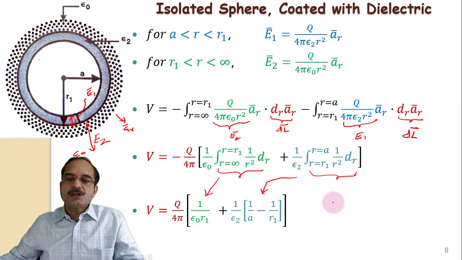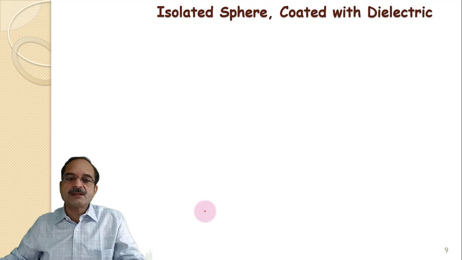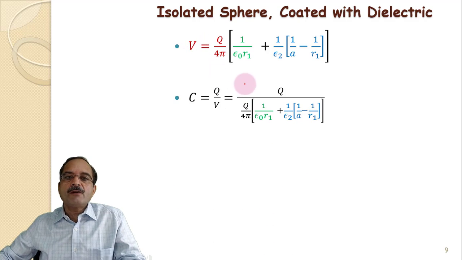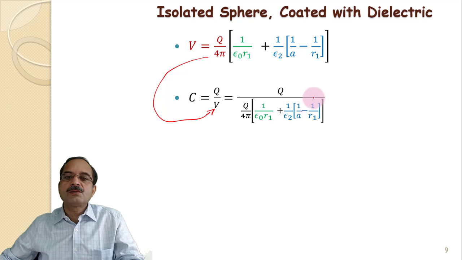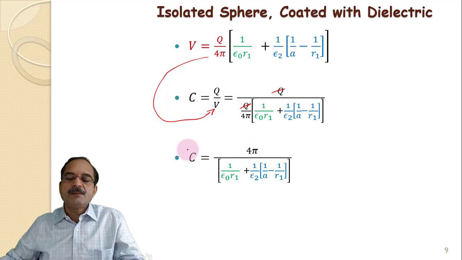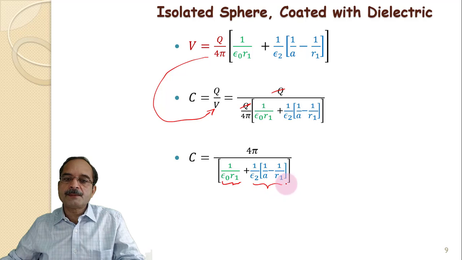Now we know C is equal to Q upon V. So rearranging this equation, C equal to Q upon V. So substituting this value in the denominator, this is Q upon 4 pi, 1 upon epsilon 0 R1, 1 upon epsilon 2, 1 upon A minus 1 upon R1. Now this Q cancels, and this can be simplified as 4 pi goes in the numerator. So C is equal to 4 pi and these two terms, 1 upon epsilon 0 R1 and this 1 upon epsilon 2 term.